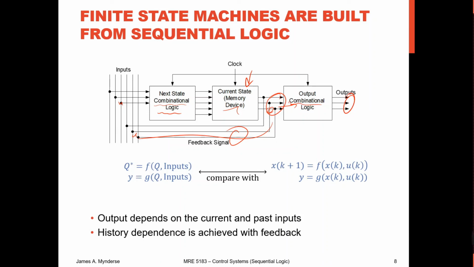So notice that what we're ending up with is an output that depends on the current and all the past inputs, and that we have this history dependence. And so this is not a static system like we were dealing with in combinational logic. This is a dynamic system, and it's achieved through that memory device.